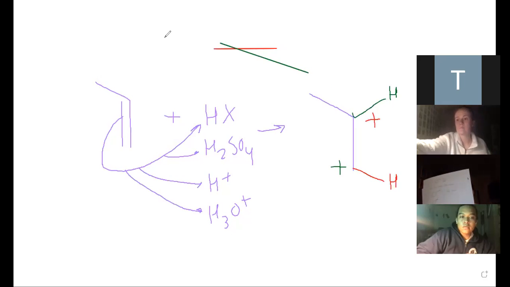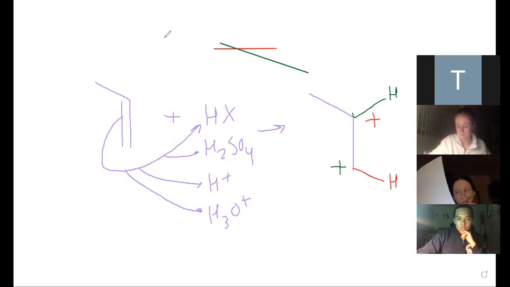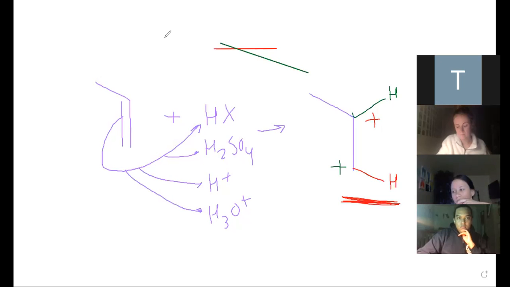the carbocation here. So where do you think the hydrogen is going to add? The green position or the red position? The one with the more hydrogen. Yep. So the red one is where my hydrogen is going to add, to the carbon with more hydrogens, because when you form a carbocation, you want it to go to the secondary one, right?